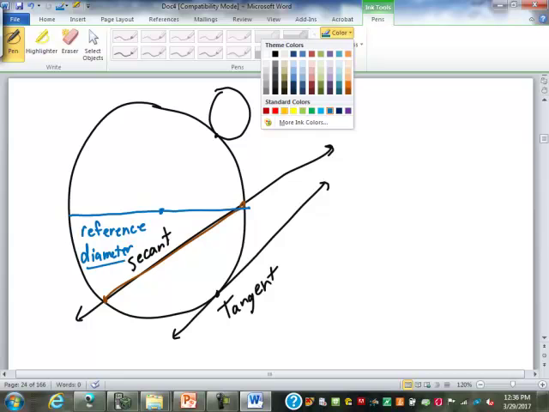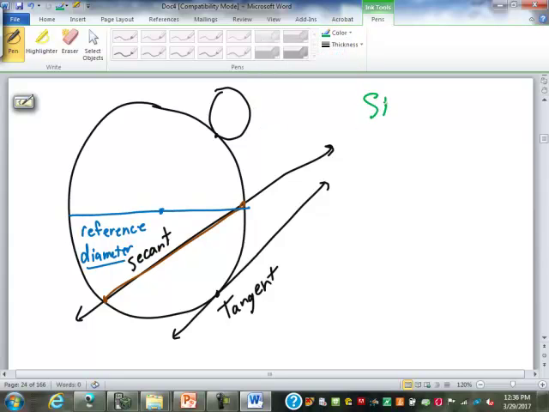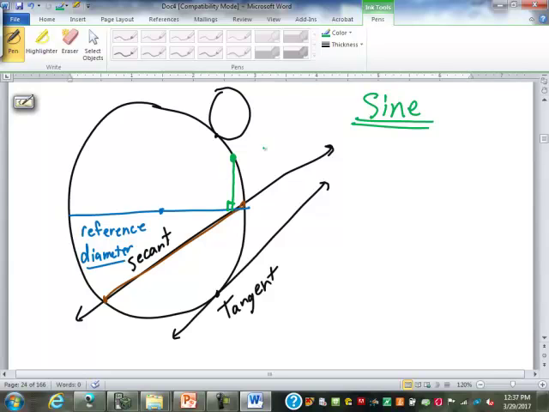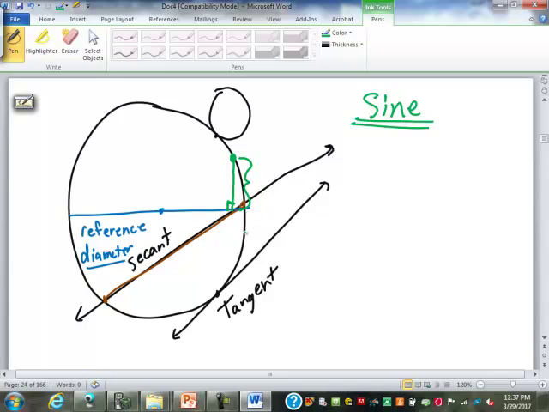One of those is something called a sine. A sine is a distance from any point on the circle to that reference diameter. So if I pick this point here, the sine of that point is the distance from that point to the reference diameter. That'll always be measured at a perpendicular. Distance from a point to a line is always measured on a perpendicular. So that distance is the sine of that point.